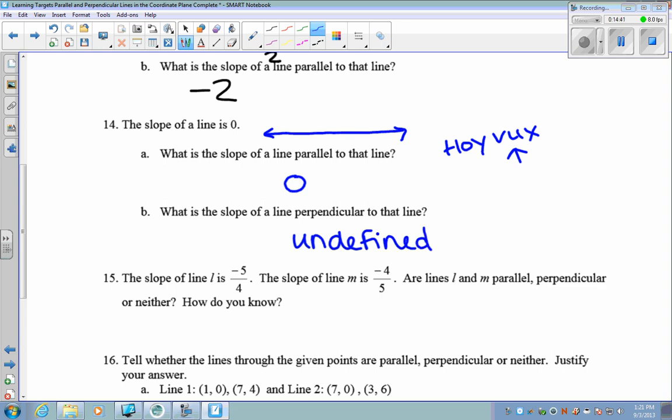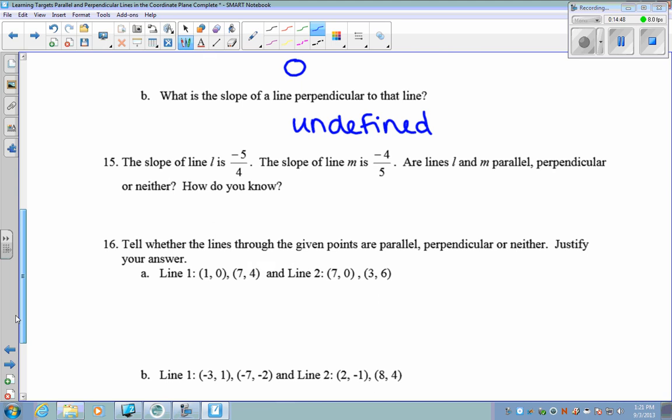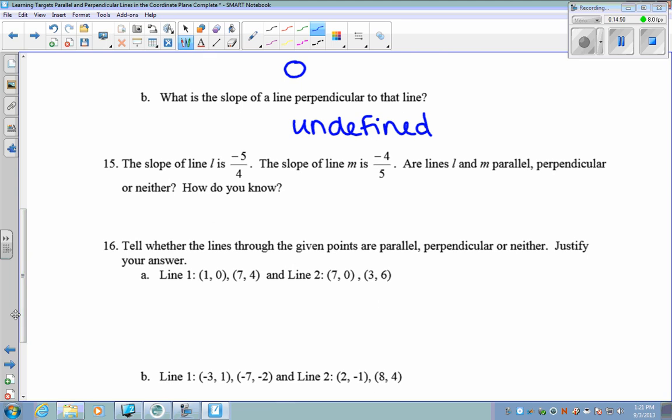All right, moving on. Take a look at number 15. The slope of the line L is -5/4. The slope of line M is -4/5. Are lines L and M parallel, perpendicular, or neither? And how do you know?